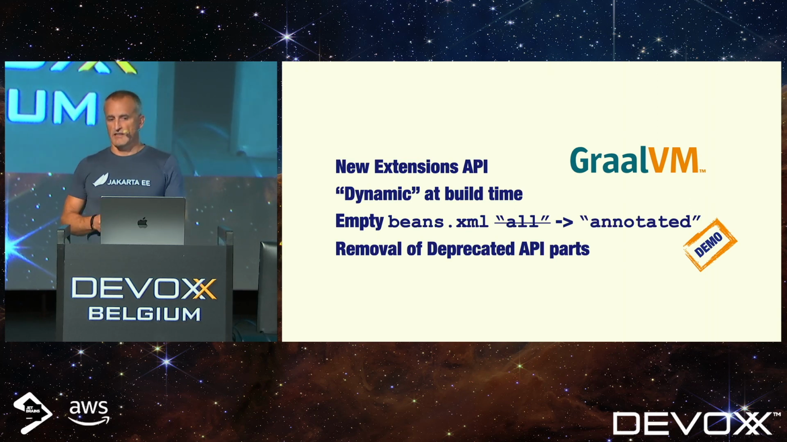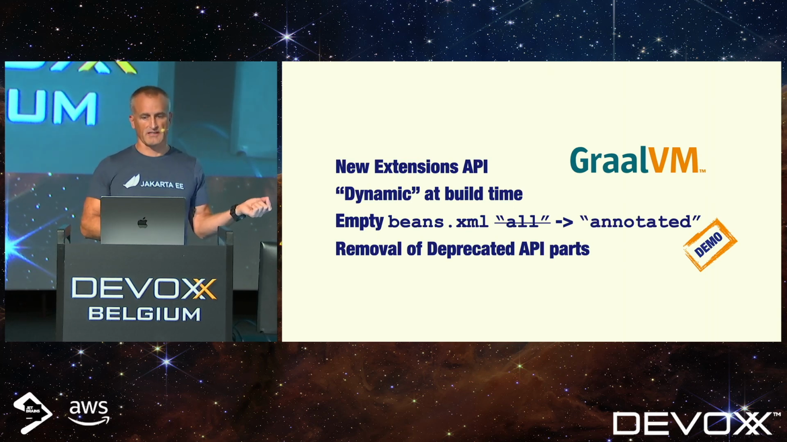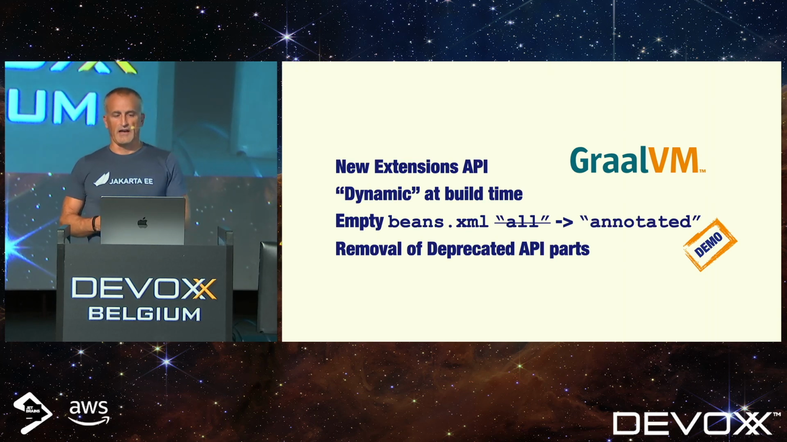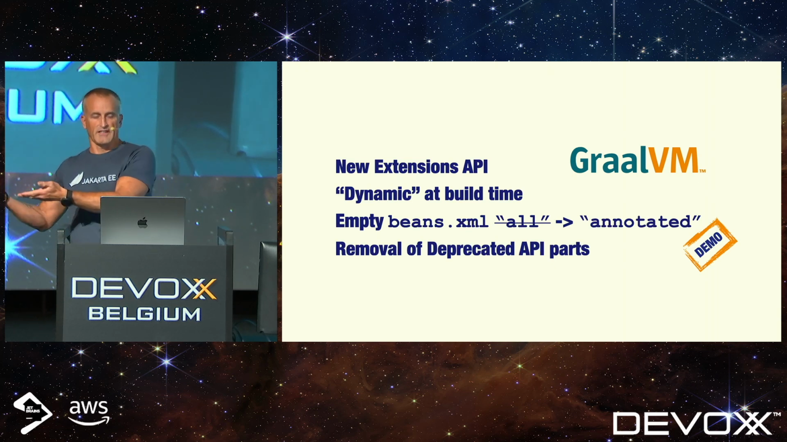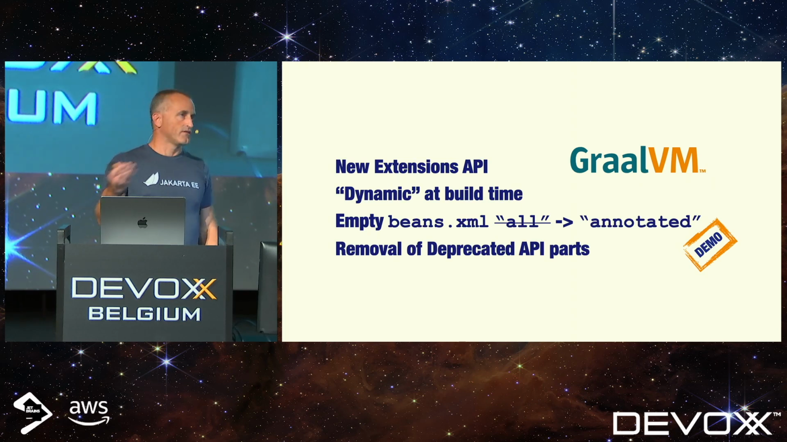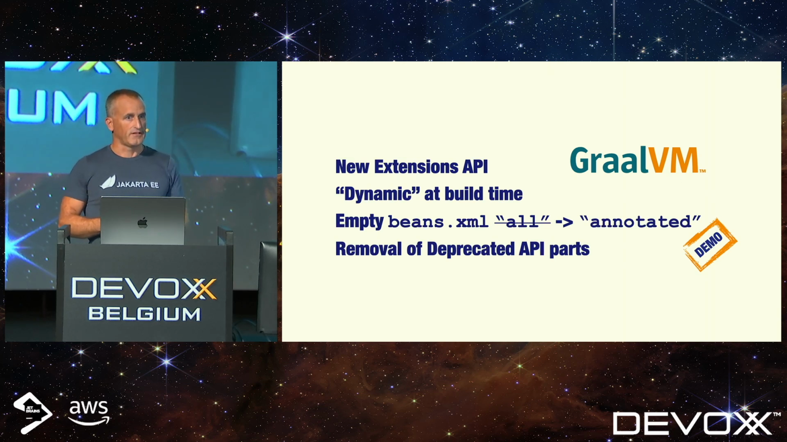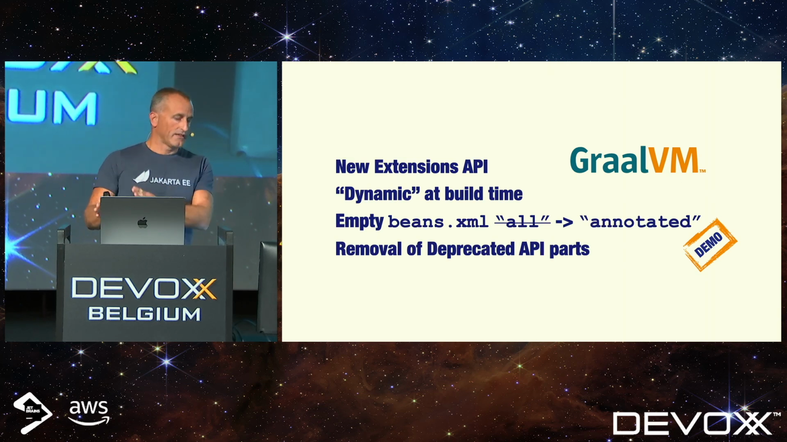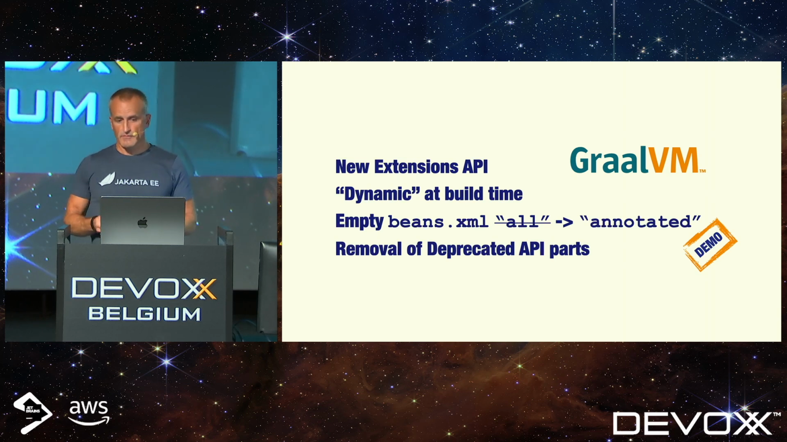They also changed, and this is the backwards incompatible change, how the empty beans XML behaves. So if you rely on an empty beans XML, meaning that everything is injectable, now everything will be injectable only if it's annotated with the CDI scope annotation. So you may need to add a beans XML to make it work in a CDI 4 environment. I'll demo this a little later.